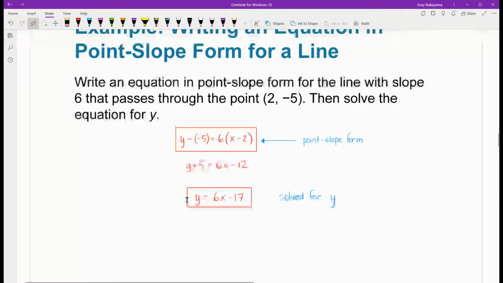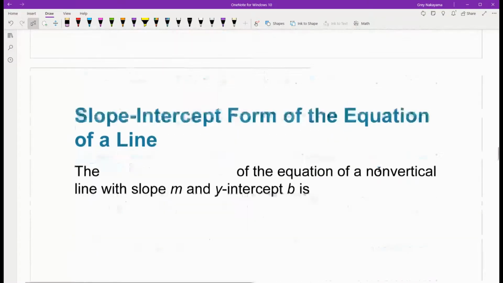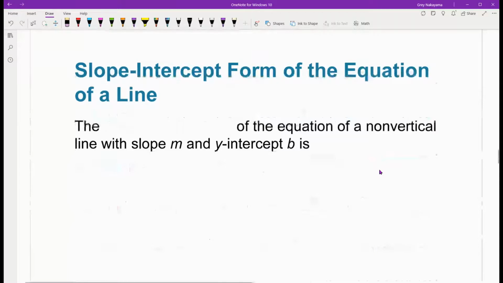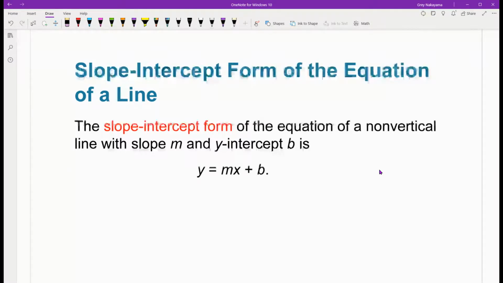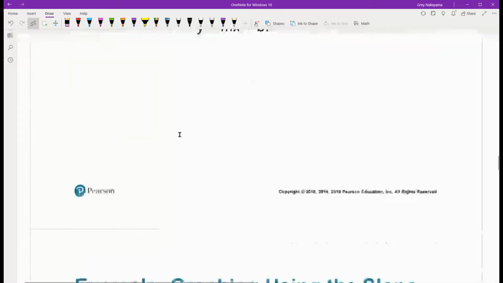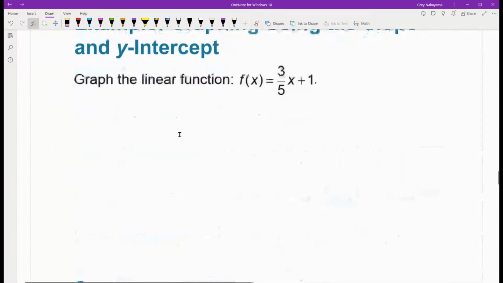than solving it for y. But you do have to know how to do both because, of course, this second one where I solved for y is called what you're very familiar with, the slope-intercept form of a line. Okay, we've got a slope of m, y-intercept of b, means I've got y equals mx plus b. So here is how you graph it.